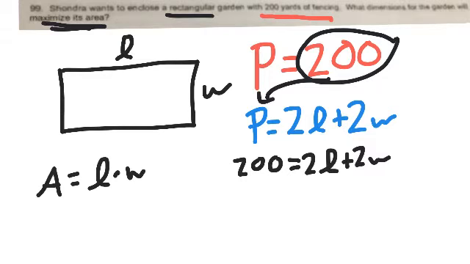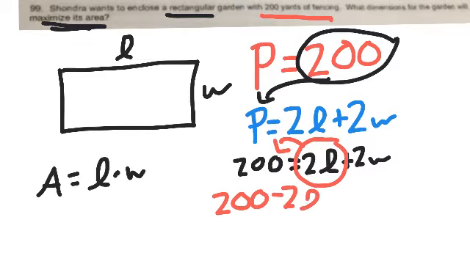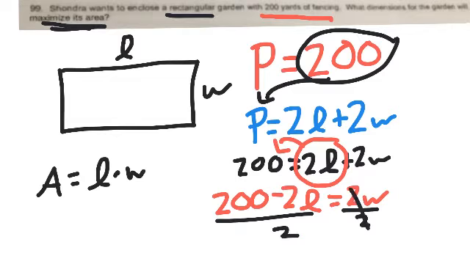I don't know the length and I don't know the width, but I can solve for one of them in terms of the other one. So what I'm going to do is I'm going to solve for the width. So I'm going to get the width by itself. So that's going to be 200 minus 2 times the length equals 2 times the width. And then if I divide everything by 2, that tells me the width is equal to 100 minus the length.